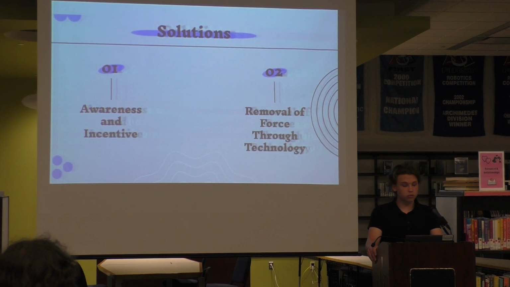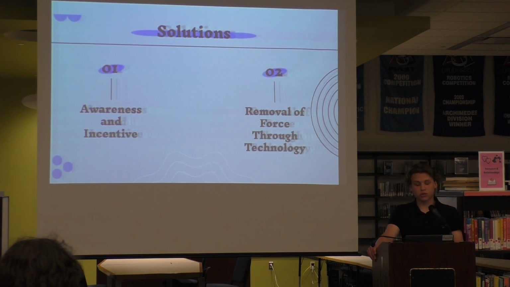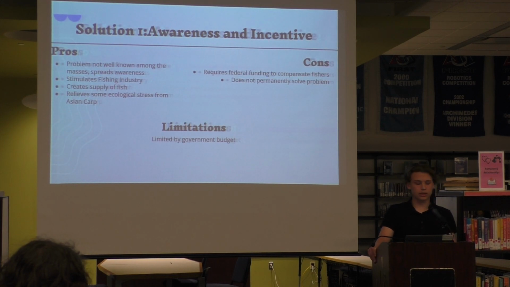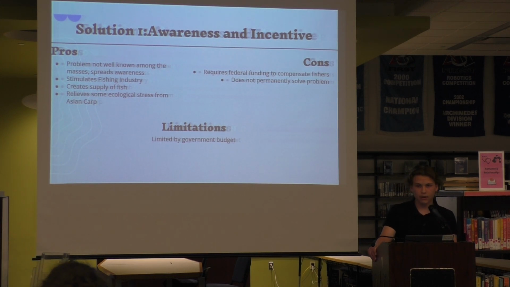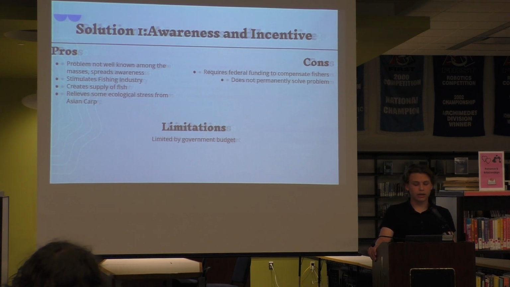And so I propose two solutions to this problem. The first is raising awareness and incentive to this problem, and the second is removing carp by force using technology. So the first solution is incentivizing fishers via commission for catching Asian carp, and also increasing awareness via media. And this is good because Asian carp is not a very known problem right now, and it will spread awareness of the problem.